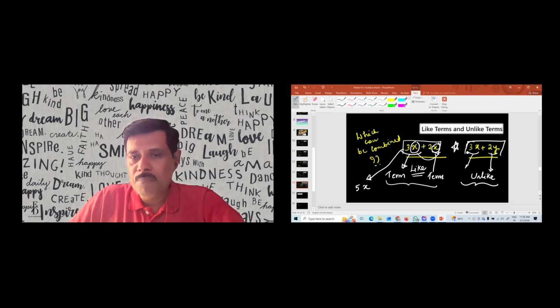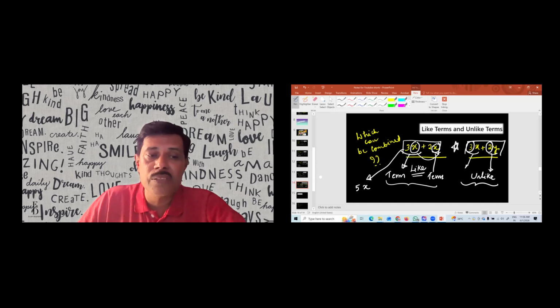Okay, but suppose the numbers are matching. Suppose this is a multiple of 3 and a multiple of 2, on both sides. You can take the number as a common factor, but you cannot combine the variables as they are.